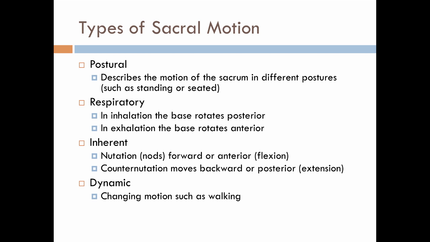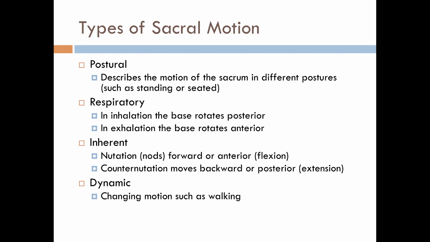And so when we inhale, the spinal curves flatten and the base of the sacrum moves posterior. As we exhale, the AP curves of the spine accentuate and the sacral base moves anterior. When we talk about inherent motion, here we're talking about nutation and counternutation, or flexion and extension, respectively. So in nutation or flexion, the base of the sacrum moves anterior or nods forward. With counternutation or extension, there's posterior motion of the sacral base.